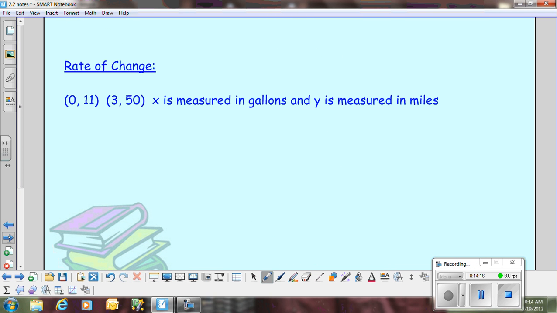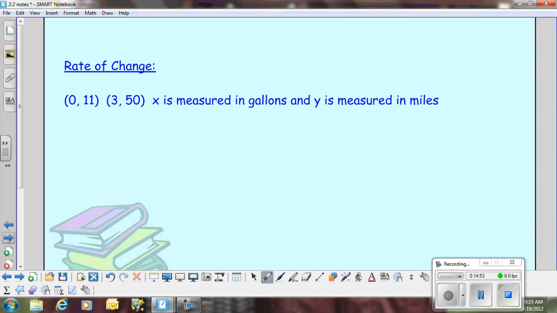Now, one more type of problem I want you to be aware of, and I think this is new. I don't know that you've seen anything like this before. If you are given 2 points, I've given the points (0, 11) and (3, 50). It tells me X is measured in gallons and Y is measured in miles. What are we trying to measure here? Miles per gallon, hopefully.